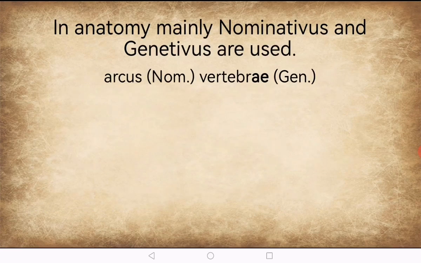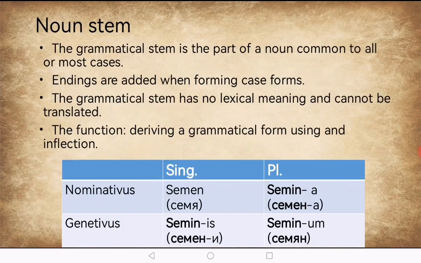So in anatomical terminology, nominativus and genitivus are mainly used to form something. For example, arcus vertebrae. Arcus is nominativus, vertebrae is genitivus, and it can be translated as the arc of the vertebra.